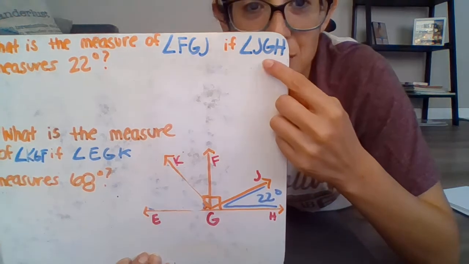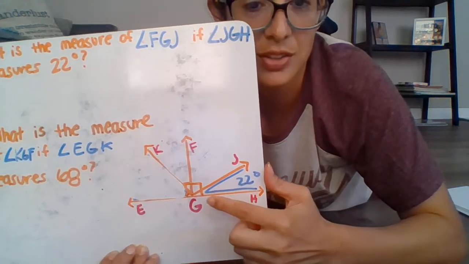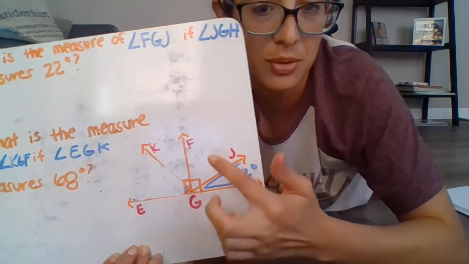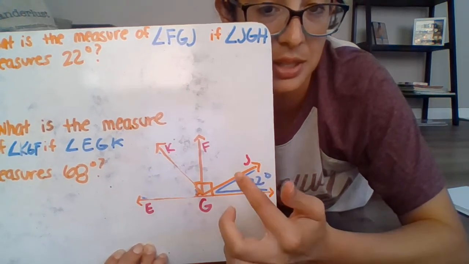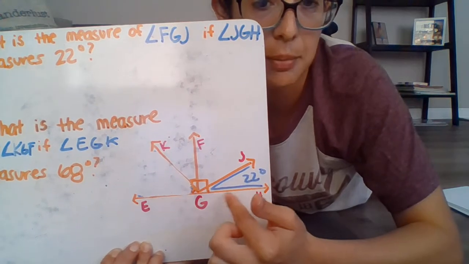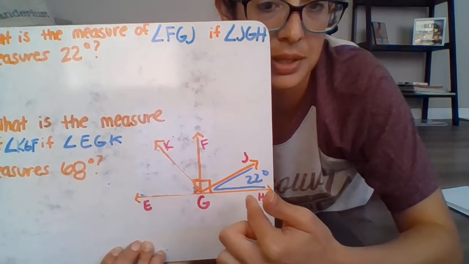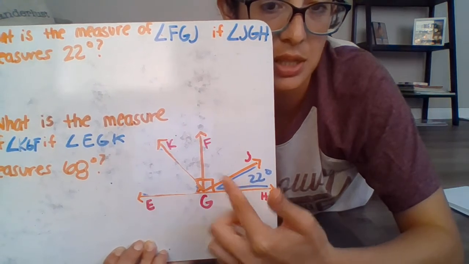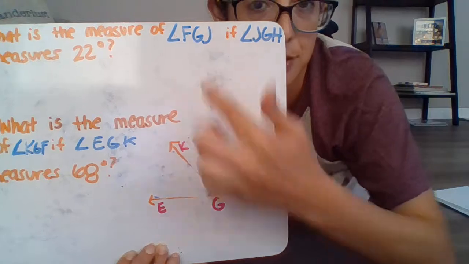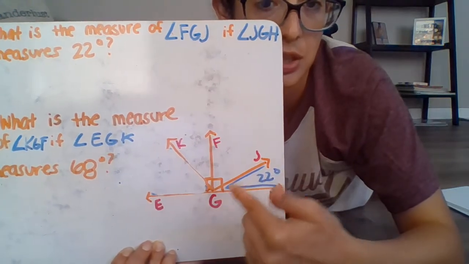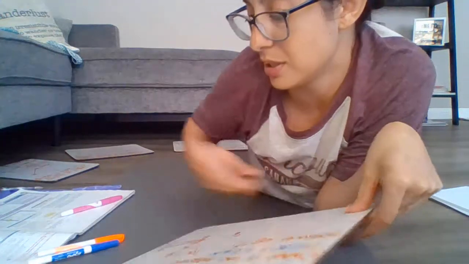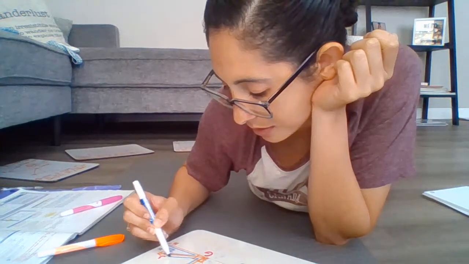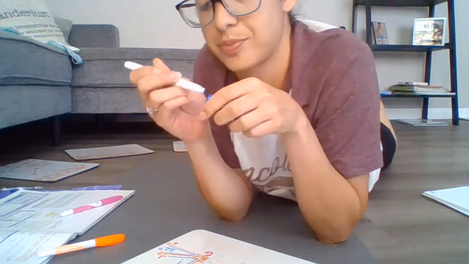I know that JGH is 22 degrees. I know that this whole thing is 90 degrees. So my whole is 90 degrees and part of it is 22 degrees. So how do I find FGJ? I need to find FGJ. So I'm going to highlight that and I'm going to put a question mark.